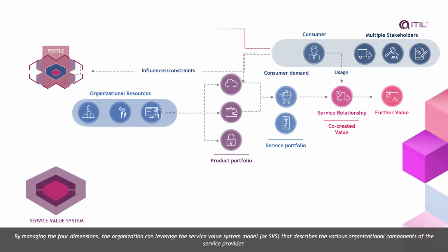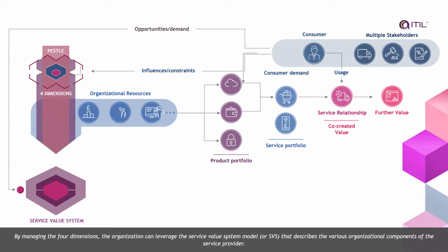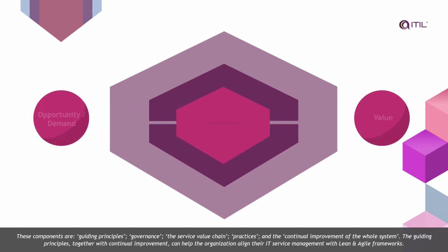By managing the 4 dimensions, the organisation can leverage the Service Value System Model, or SVS, that describes the various organisational components of the service provider. These components are guiding principles, governance, the service value chain, practices, and the continual improvement of the whole system.